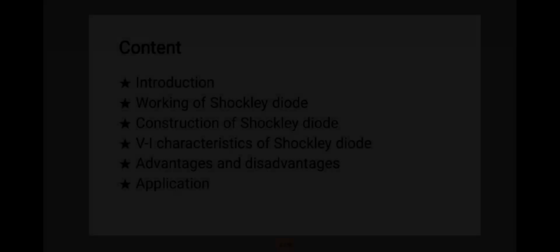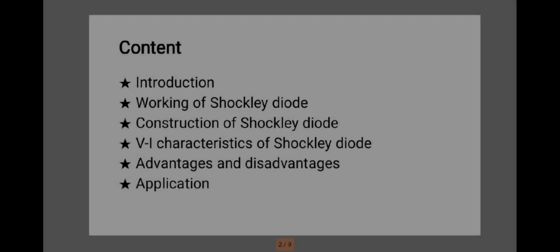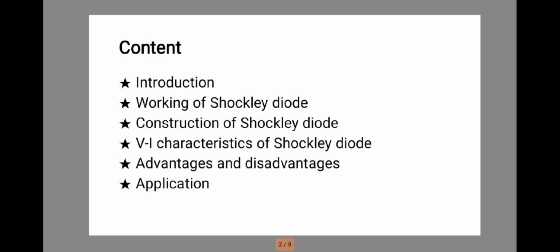Let's learn about Shockley diode, and under that we're going to cover the introduction, working of Shockley diode, construction of Shockley diode, VI characteristics of Shockley diode, advantages and disadvantages, and the applications.